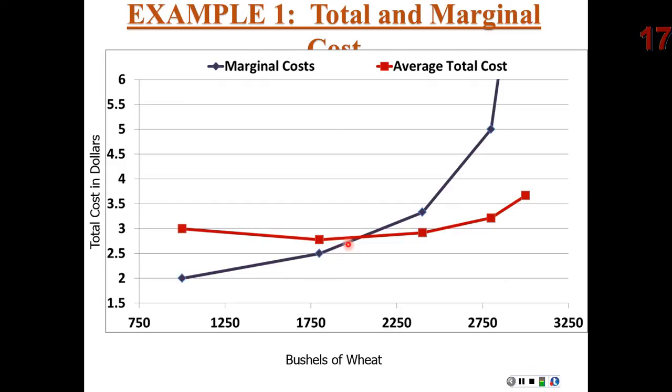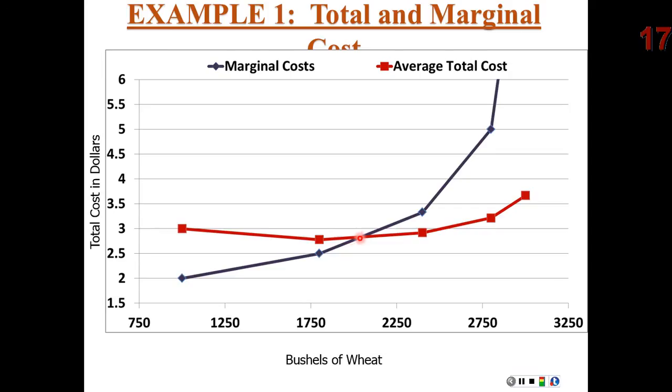When marginal cost down here is below average total cost, so in other words, for these units of production, marginal cost is between $2 and $2.50, while average cost is up here around the $3 mark. So for this range of output, marginal cost is less than average total cost. When that's true, what is happening to average total cost? Is it increasing, decreasing, or staying the same? Well, it looks like it's decreasing. When marginal cost is below average total cost, our average total cost is decreasing, until about here.